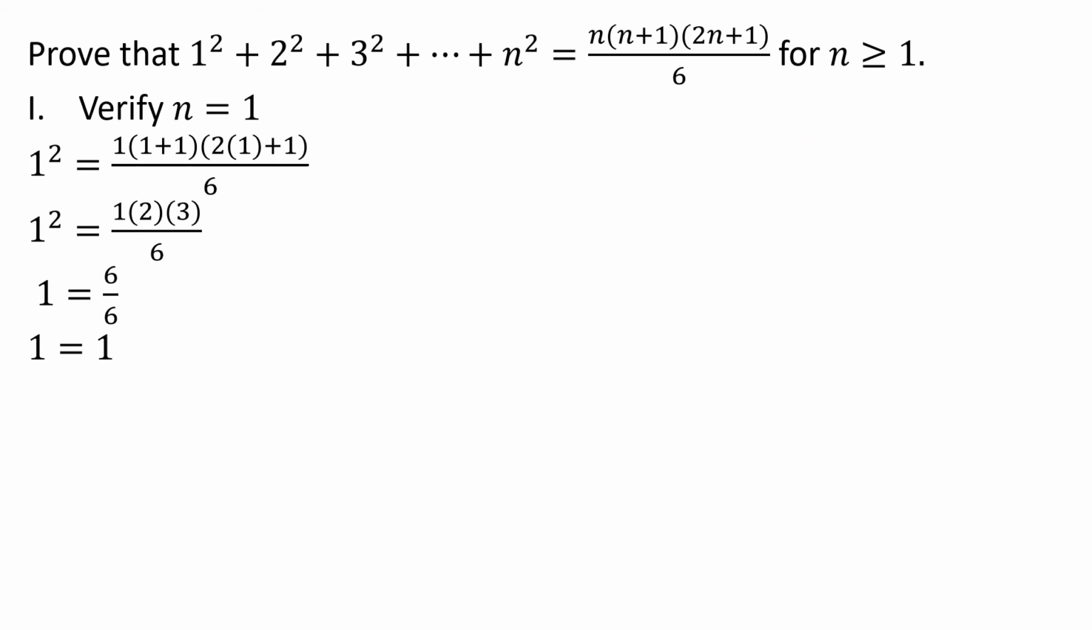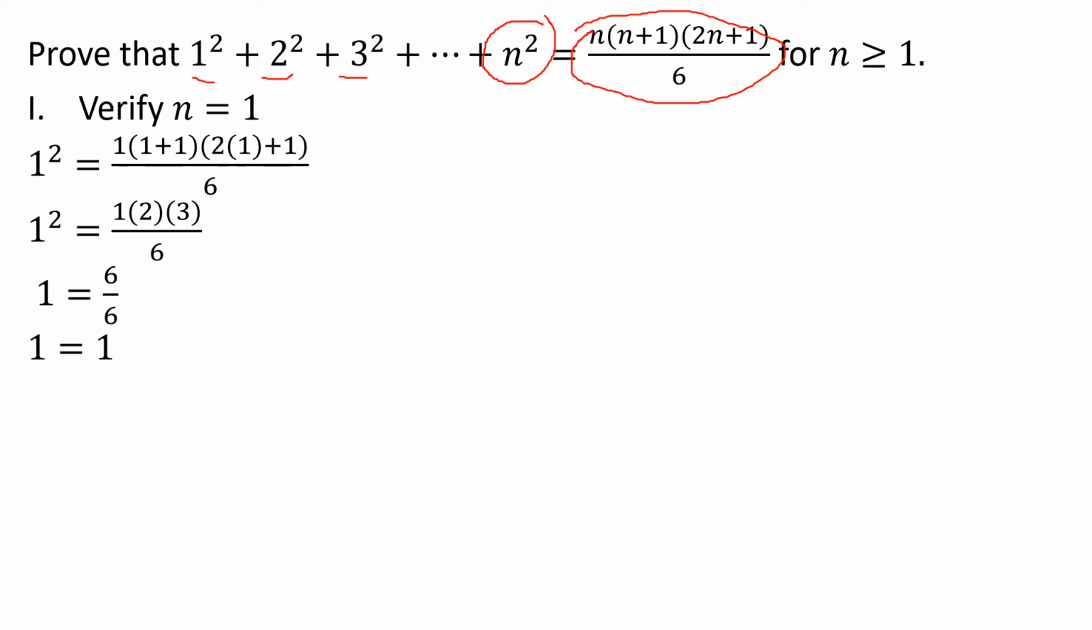Next example is prove that 1 squared plus 2 squared plus 3 squared plus until n squared equals n times the quantity n plus 1 times the quantity 2n plus 1 over 6 for n is greater than or equal to 1. So, ang aton formula here is si n squared, ang formula sa aton nga pattern. So, that is n squared. So, ang i-prove ta is this for k plus 1 if it is true.